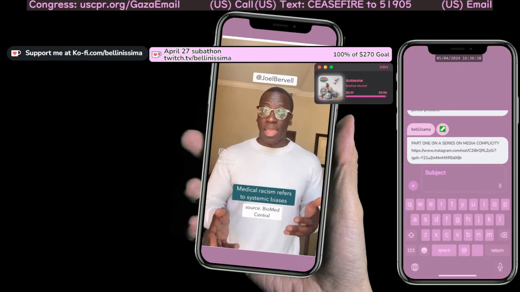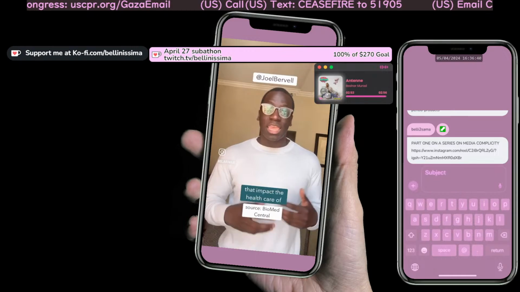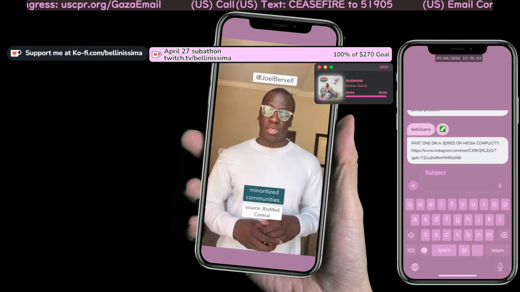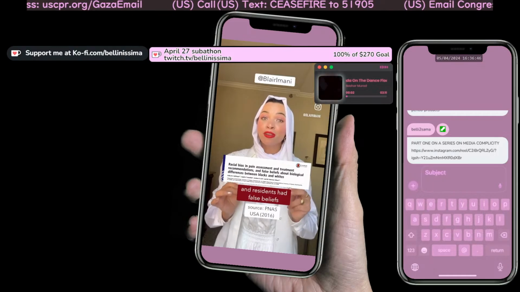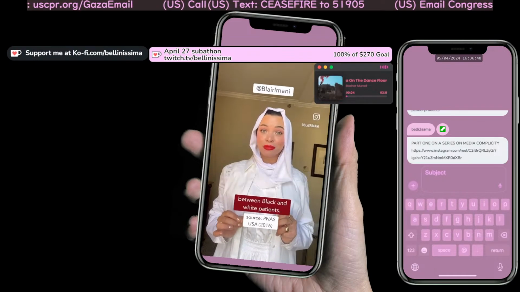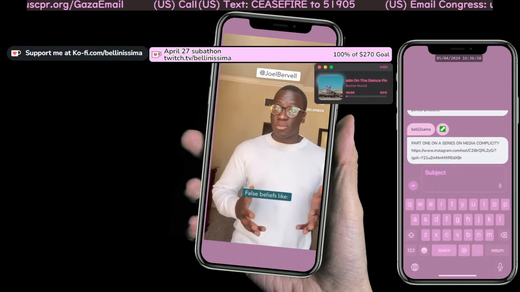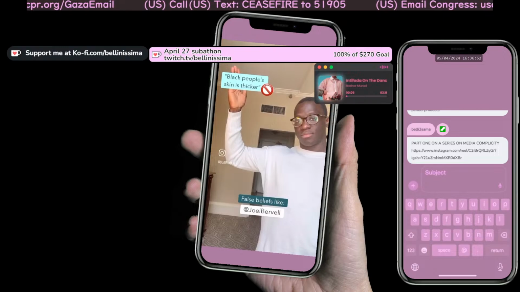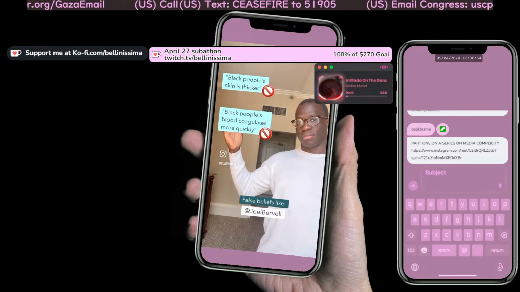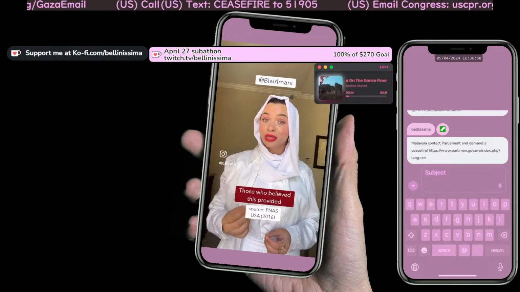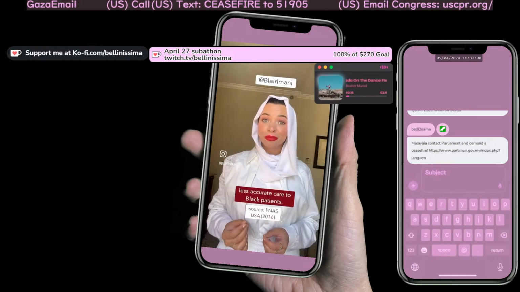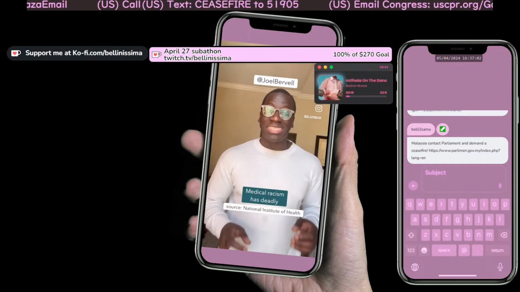Medical racism refers to systemic biases and discriminatory practices that impact the healthcare of minoritized communities. A study showed that 50% of medical students and residents had false beliefs about biological differences between black and white patients. False beliefs like black people's skin is thicker, black people's blood coagulates more quickly, or that black people have less nerves. Those who believed this provided less accurate care to black patients. Medical racism has deadly consequences.